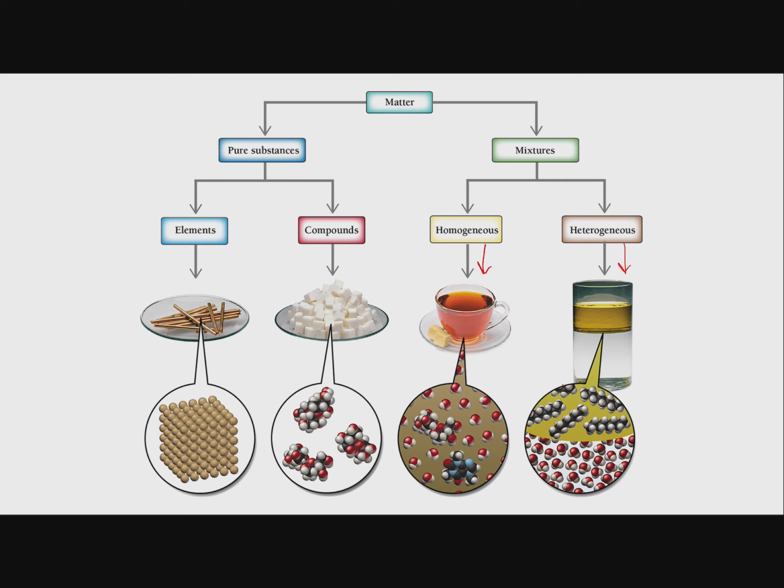So some examples. A heterogeneous mixture of oil and water. So it's clearly a mixture, it's got two different things in it. The difference is, if we look on the top, we're only going to see the oil.